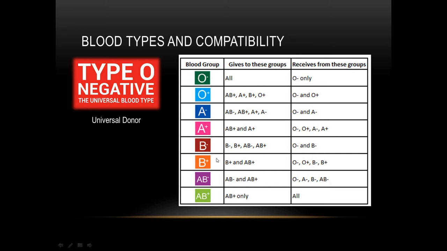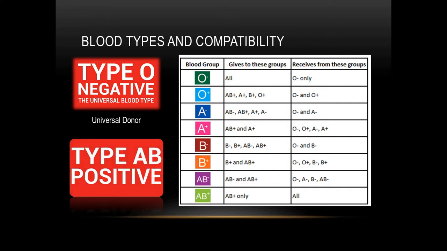Okay. The opposite side of that is we have the type AB positive, which is all the way down here at the end, and that's the universal recipient. So they can get blood from any of these, but unfortunately can only give it to themselves. A little more selfish, if you will.